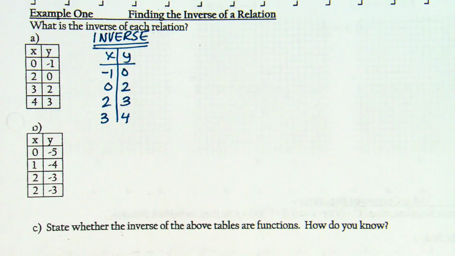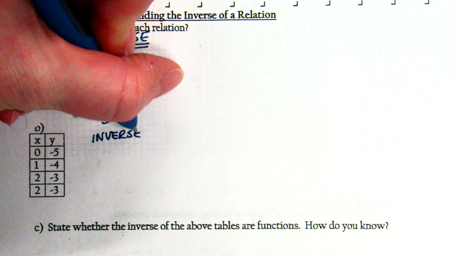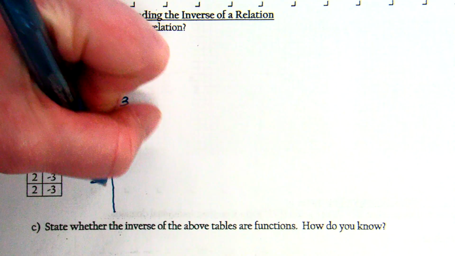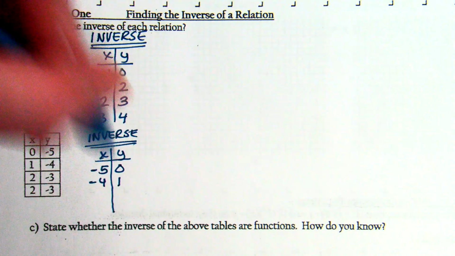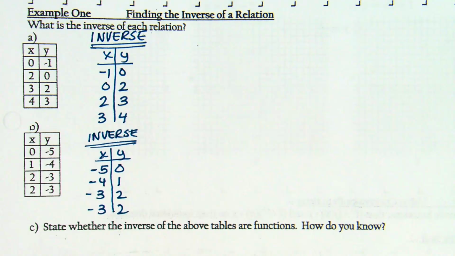Let's go ahead and do the second one, and then we'll come back because we'll have to talk about functions in a moment. Can you guys do the same thing on B? They gave us some XY ordered pairs. I want the inverses. What's the inverse of (0, -5)? (-5, 0). Inverse of (1, -4)? (-4, 1). Inverse of (2, -3)? (-3, 2). Easy peasy inverses.